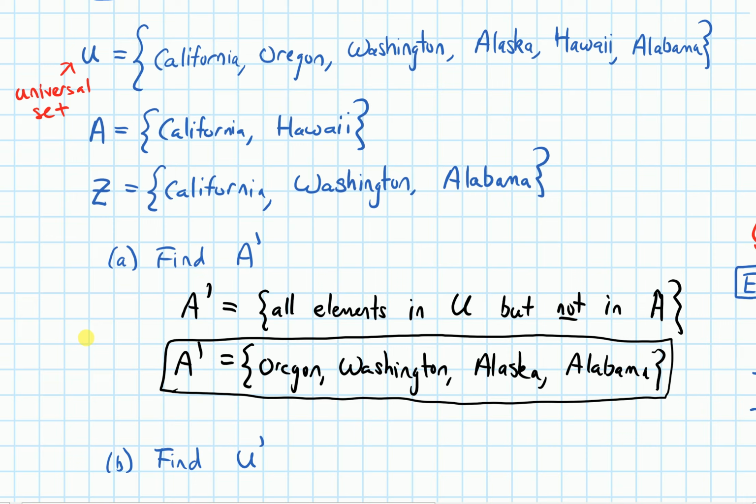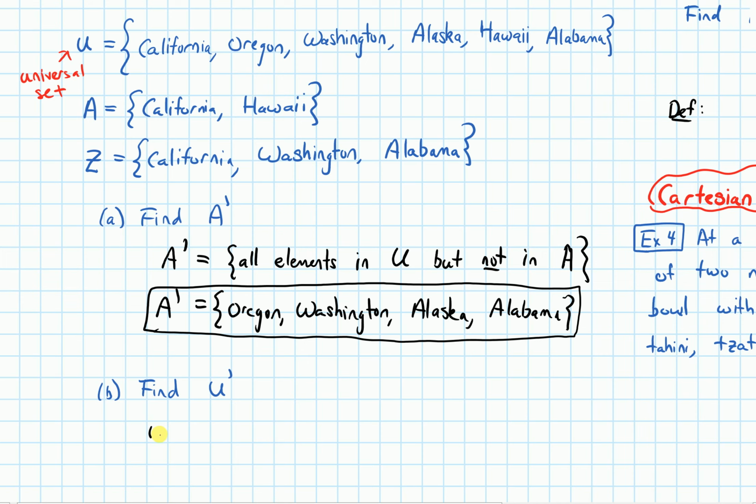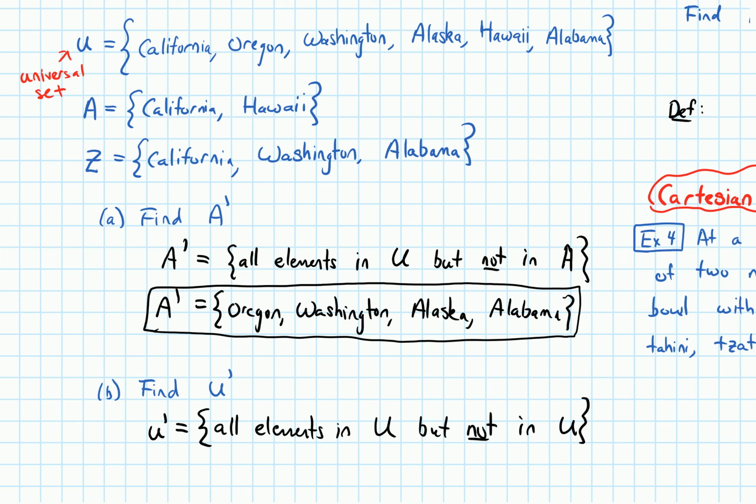Okay, let's do another example. Now let's find the complement of U, the complement of the universal set. So doing the same thing, the complement of U is the set that contains all elements that are in U, the universal set, but not in U. And that's a little bit weird. What are all the elements that are in U, but also not in U? Well, there would be no such elements, because something can't be in U, but also not be in U at the same time. That would be a bit bizarre. So no such elements.